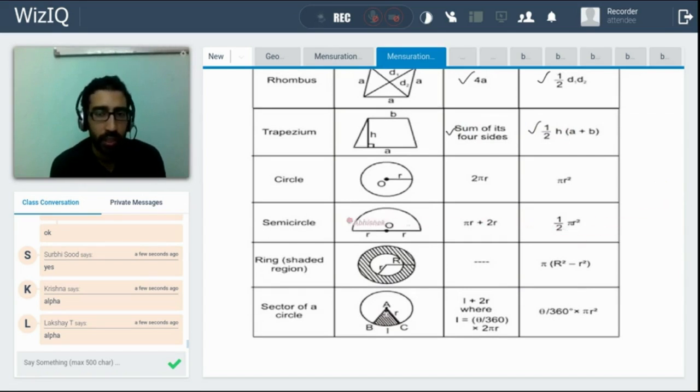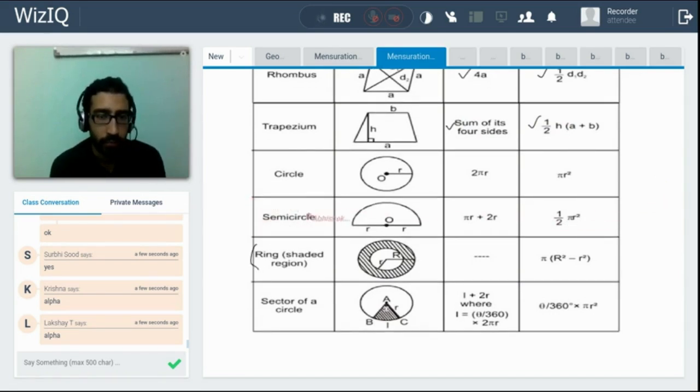You know about a circle. This is relevant, not very difficult but relevant. For a ring sort of portion, there will be many questions asked on this. For a ring kind of 2D figure, the shaded area is clearly pi r square, the bigger circle, minus pi small r square, the inner circle, which becomes equal to pi into capital R square minus small r square. Yes, we've already seen the area of a sector.